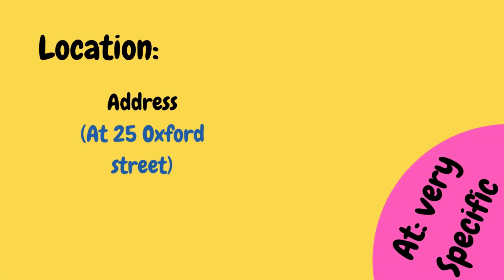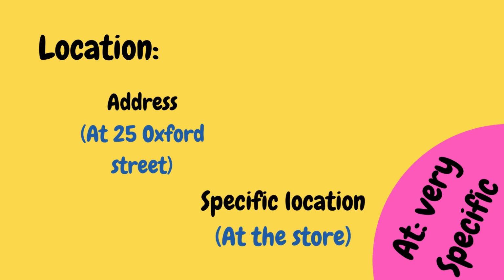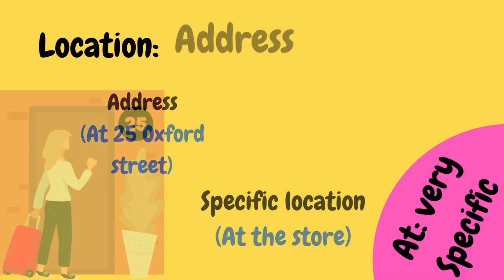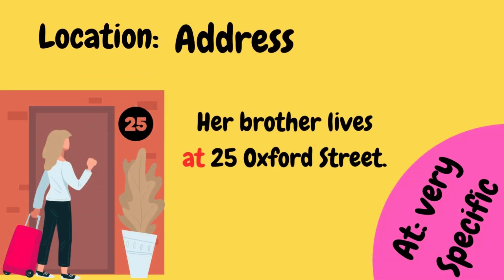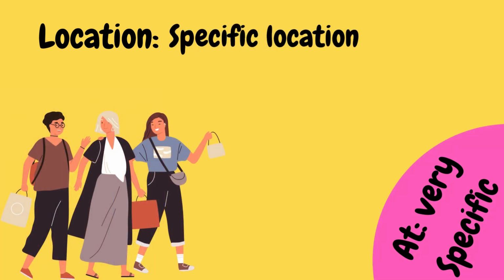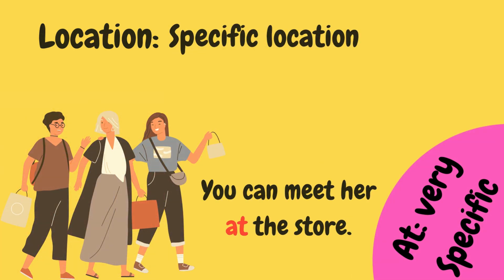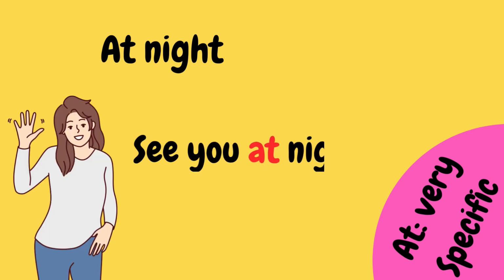When we are talking about location, we use the preposition at to talk about address and specific location. Look at these examples. Her brother lives at 25 Oxford Street. You can meet her at the store. You can also use at with the expression at night. For example, see you at night.